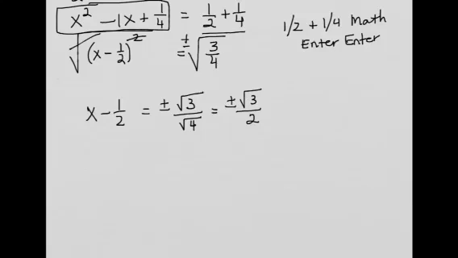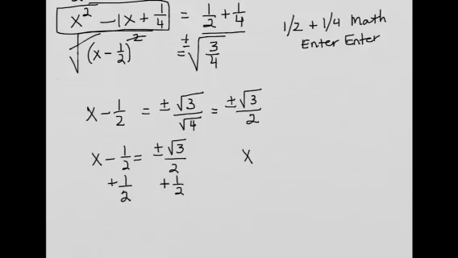So notice that the 2 is not under the radical. The radical is only applying to the 3. The 2 is outside the radical because the radical is only in the numerator there. All right, so now we have x minus 1/2 equals plus or minus the square root of 3 over 2. And now I can add 1/2 to both sides. And add 1/2 to the right side.